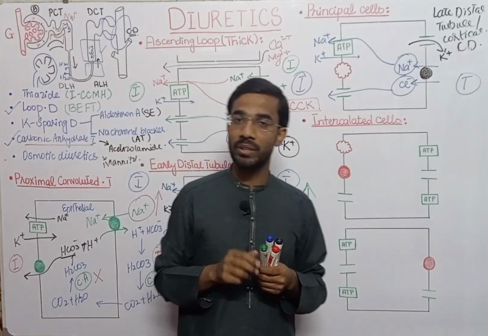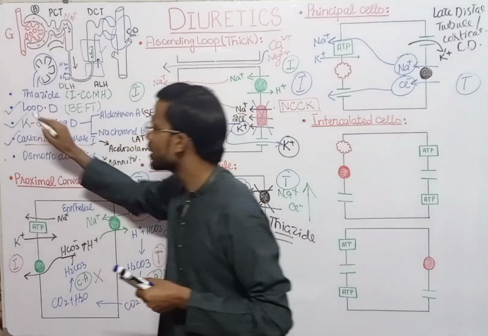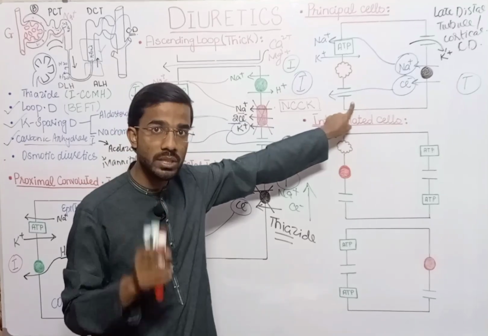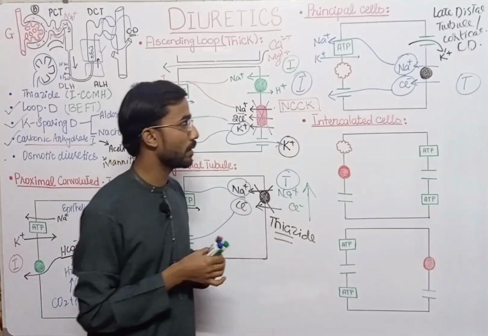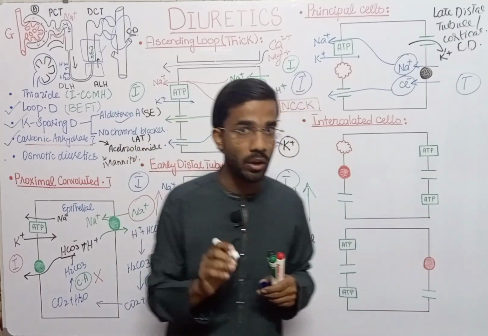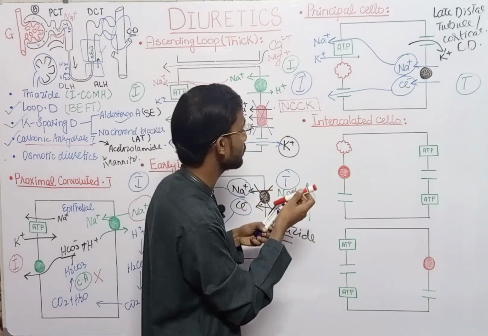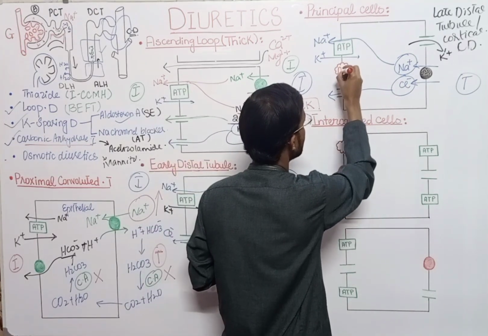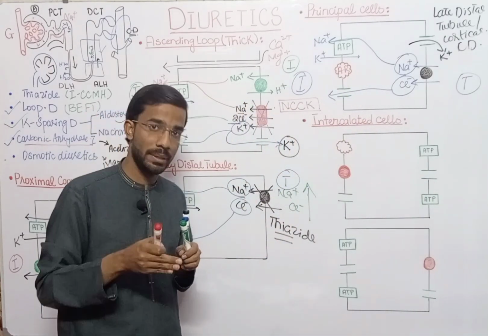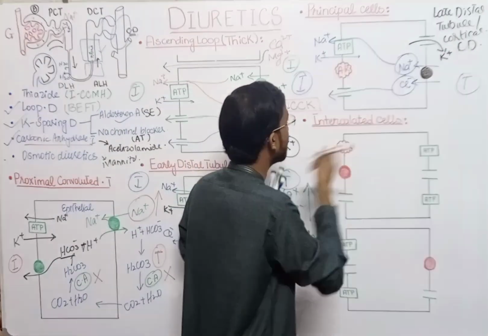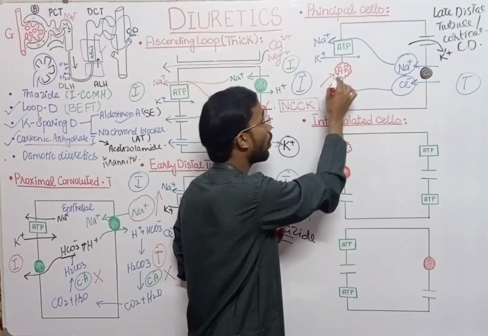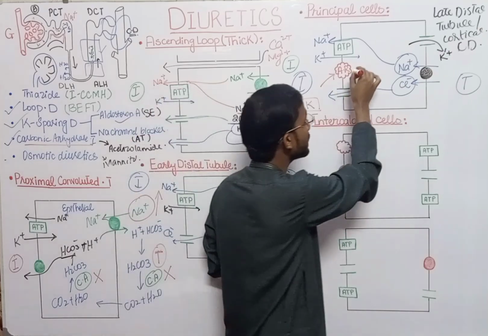There are two types of diuretics here. Potassium sparing diuretics act on this process. First is the aldosterone antagonist. Here you can see this is the aldosterone receptor, which is present on the epithelial membrane. If the potassium sparing diuretic, or aldosterone antagonist, blocks this receptor, then what will happen?